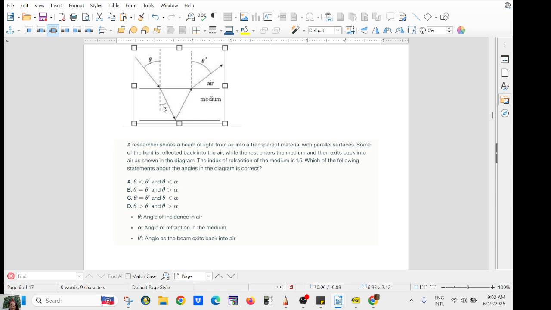Okay, so it means alpha will be smaller than theta. So alpha smaller than theta, so it's going to be this one or that one. And then everything is symmetric here, right? Everything is symmetric. So we expect theta prime to be equal to theta. So the answer will have theta prime, no, here. So answer is B.